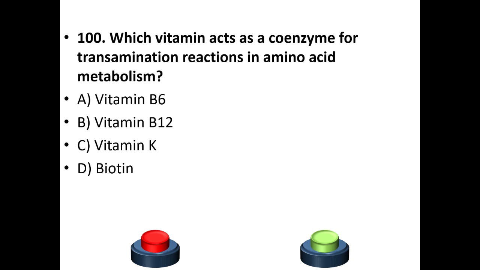Which vitamin acts as a coenzyme for transamination reactions in amino acid metabolism? Vitamin B6, vitamin B12, vitamin K, biotin. Which is the answer? Think twice before answering each and every question. Which is the answer over here? Your answer is A, vitamin B6.